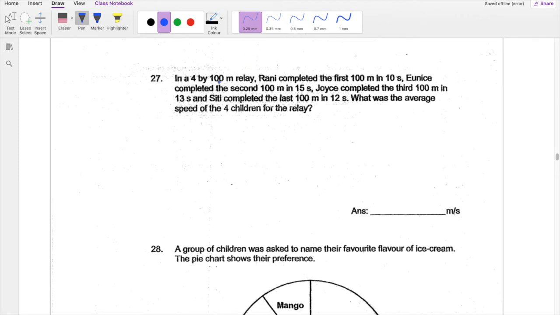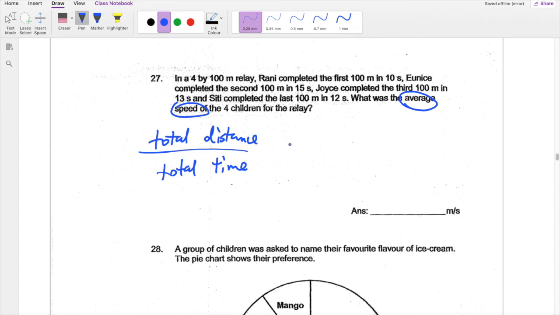In a 4 by 100 meter relay, Randy completes the first 100 in 10 seconds. Eunice completes the next 100 meters in 15 seconds, then 13 seconds and 12 seconds. What was the average speed? Well, what does average speed mean? Average speed means total distance divided by total time. Total distance is very straightforward because it's 4 by 100 meters, right? It's a relay, so the total is 400.